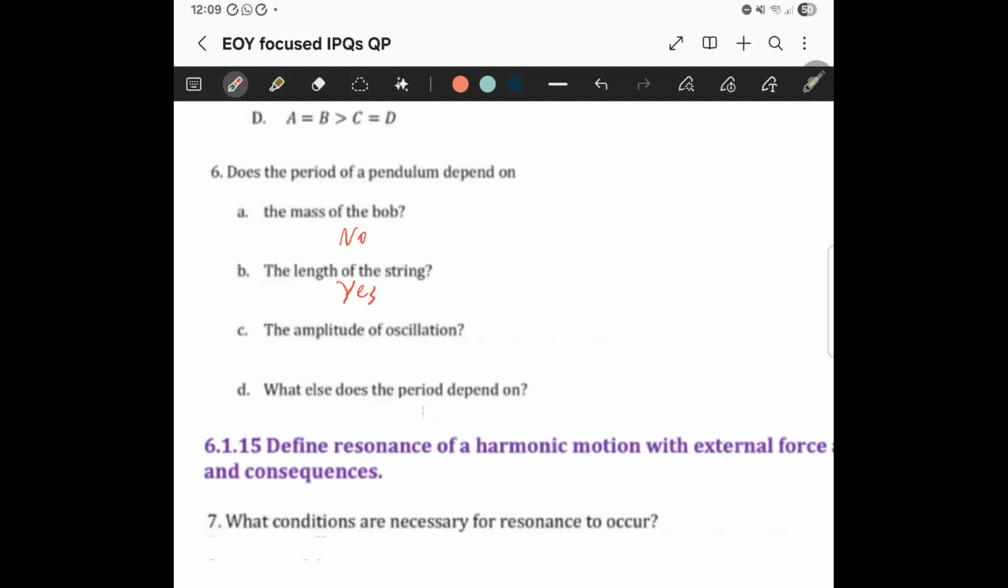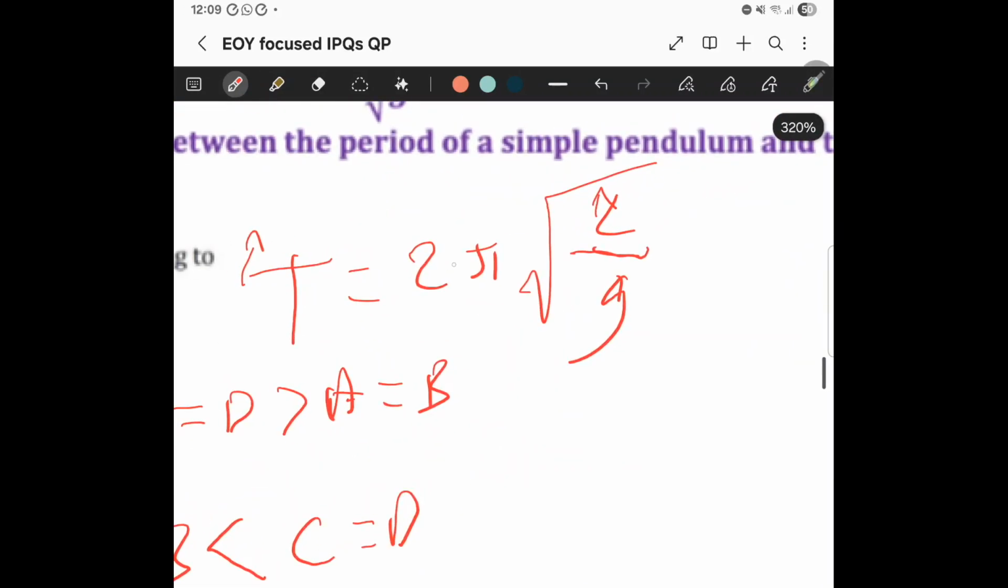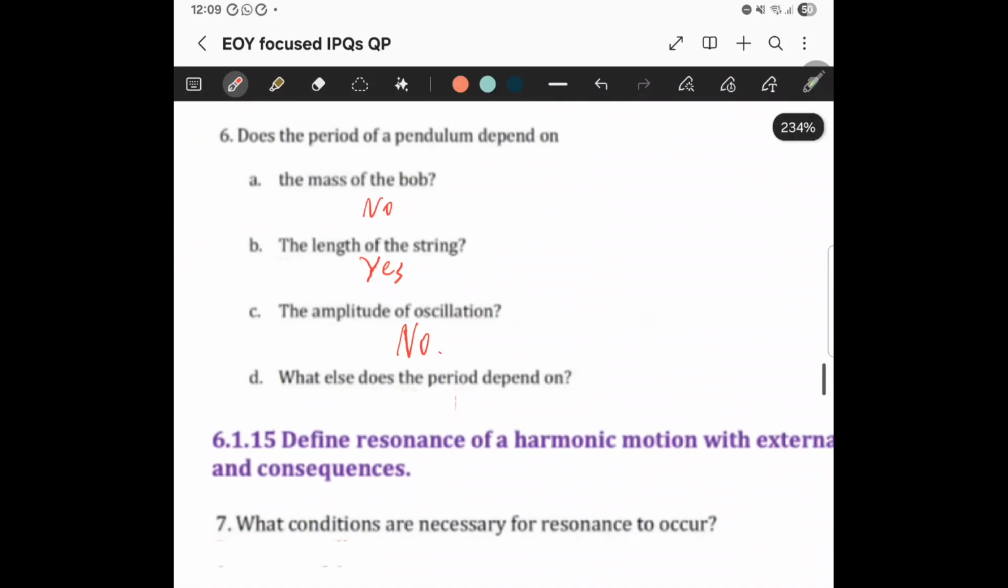The amplitude, no, it does not depend on the amplitude. Technically it will if it's beyond like 12 or 15 degrees. When it reaches a certain amplitude, it kind of can. But in our curriculum, we're going to say no. What else does it depend on? Let's find out. What's the formula? 2 pi, that's a constant, L over g. g is what? g is gravity.